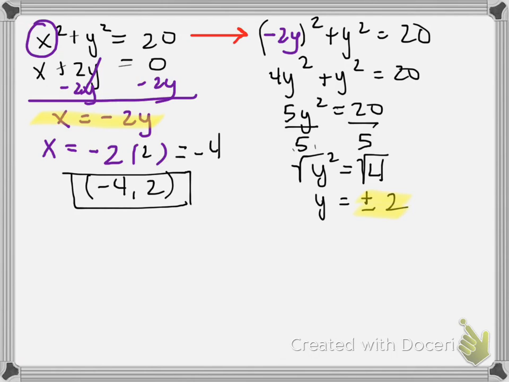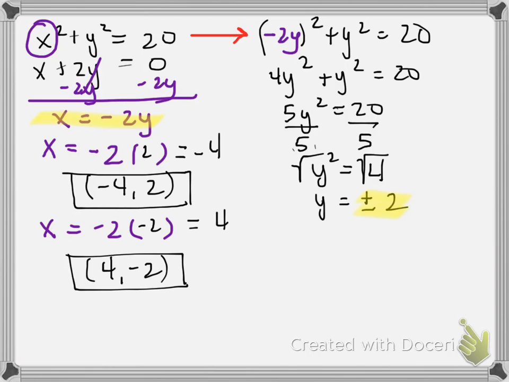Alright, let's see what happens when y is negative 2. This is going to give me positive 4. So I'm going to have the point 4, negative 2 as well. So these are intersections. It looks like I have 2 solutions, which are both points: negative 4, 2 and 4, negative 2.